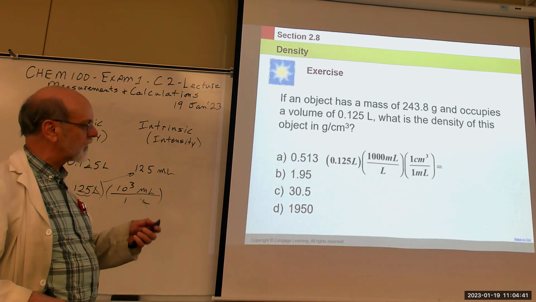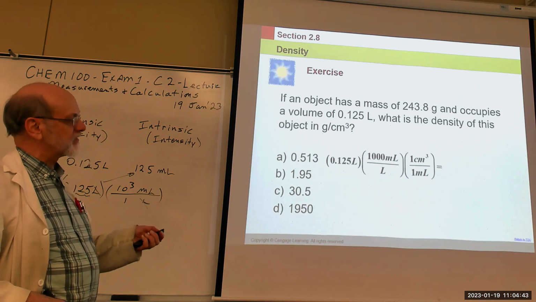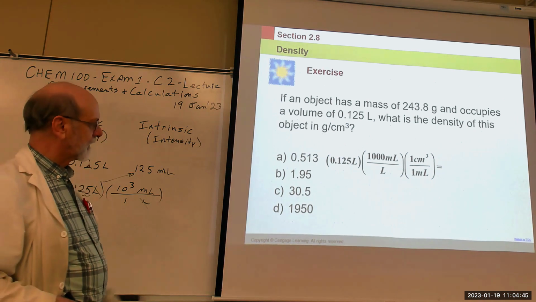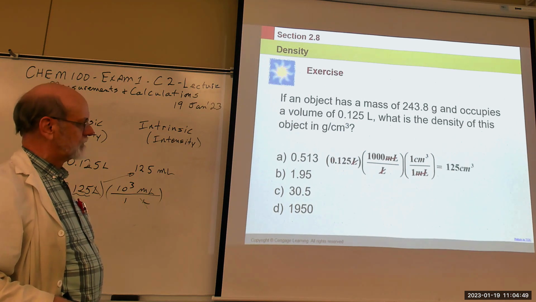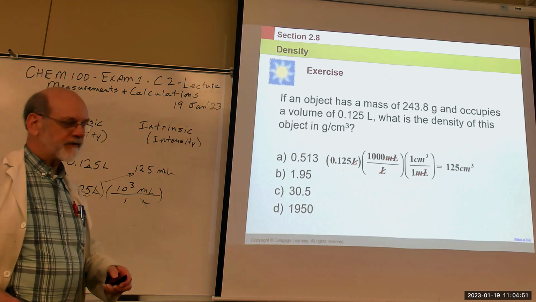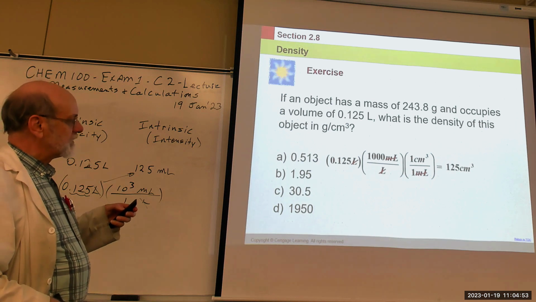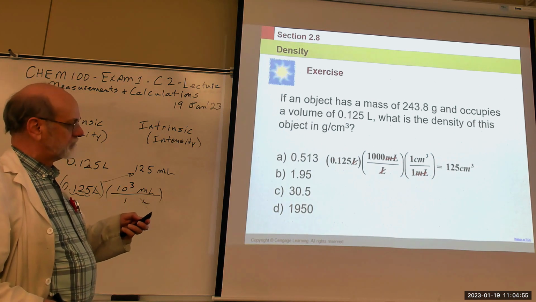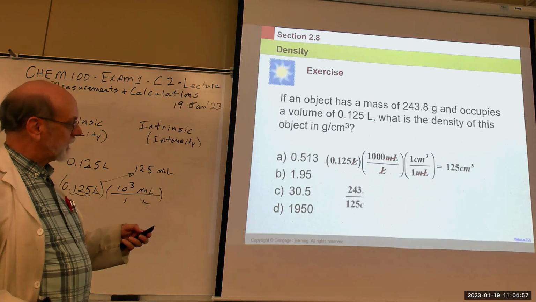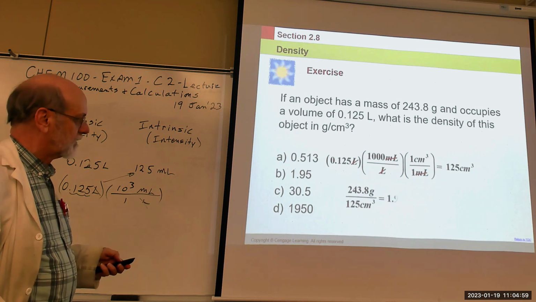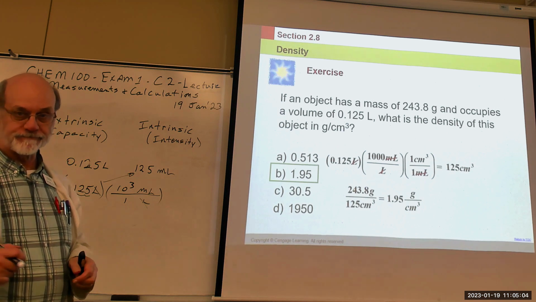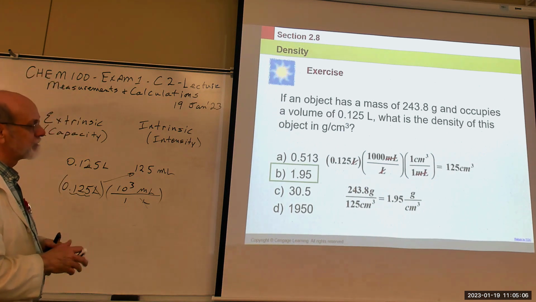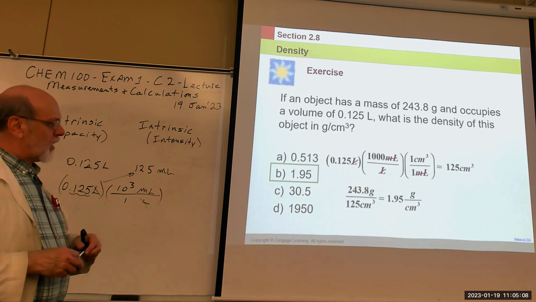And we've done both calculations here in a single pass. All right, there you go. 125 cubic centimeters is the volume, and then we plug it into our formula, and we get 1.95 grams per cubic centimeter. Okay.